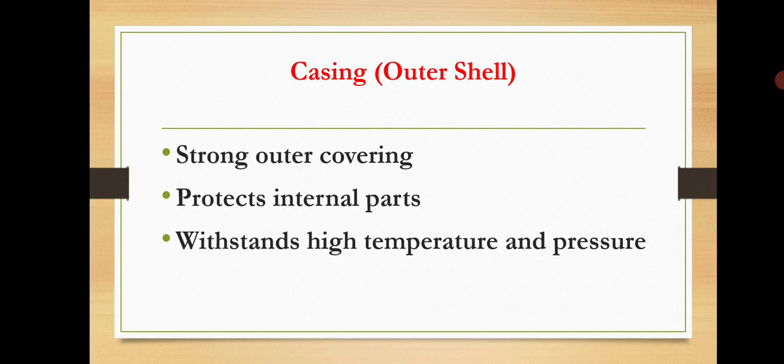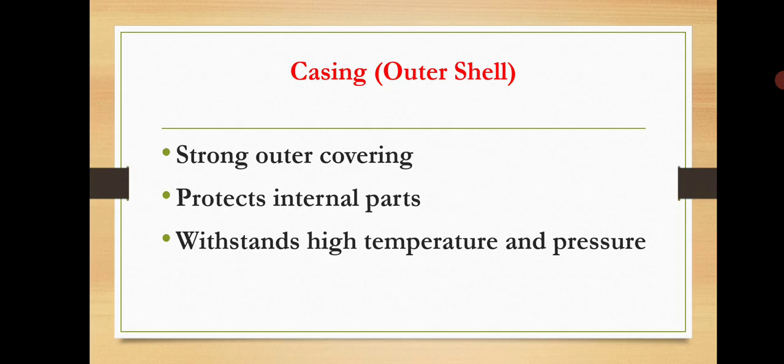Second point, protects internal parts. It shields the inside parts like fuel injector, valves, and combustion areas. It prevents damage from dust, vibration, and external impact. Third point, withstands high temperature and pressure. Inside the combustion chamber, gases reach very high temperature and pressure due to combustion. The casing is designed using strong metals so it does not melt or break.